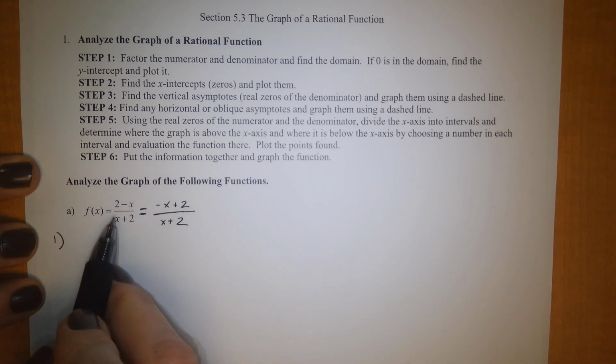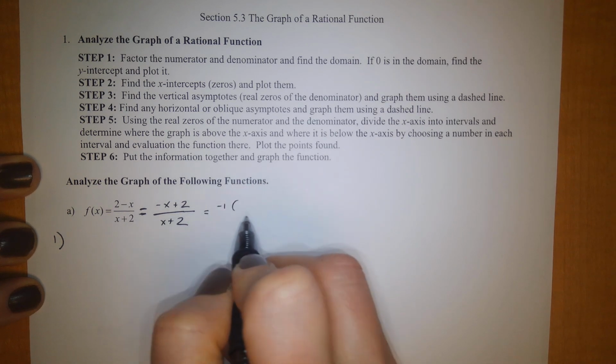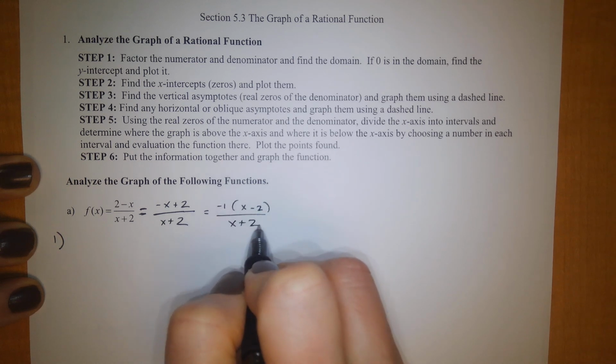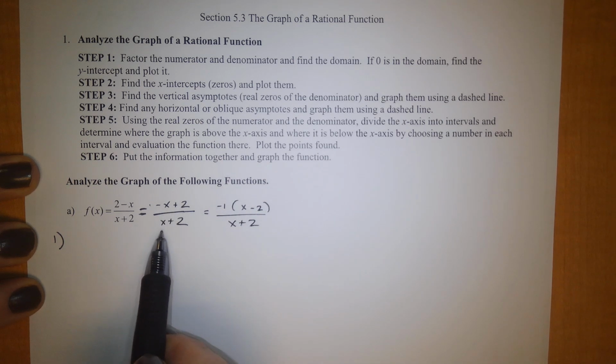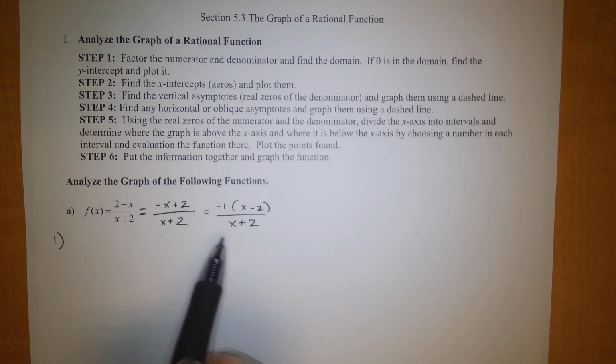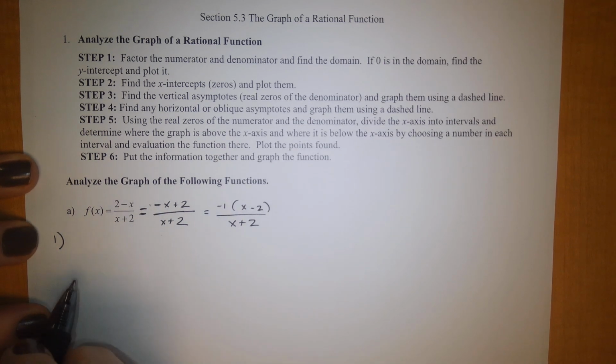Even if I pulled a negative out, it's not going to help me in reducing this, because if I pull a negative out, that makes the 2 negative. So no matter which way I do it, I'll never be able to cancel something in the top with something in the bottom, because they can never be alike. So this is already in reduced form.